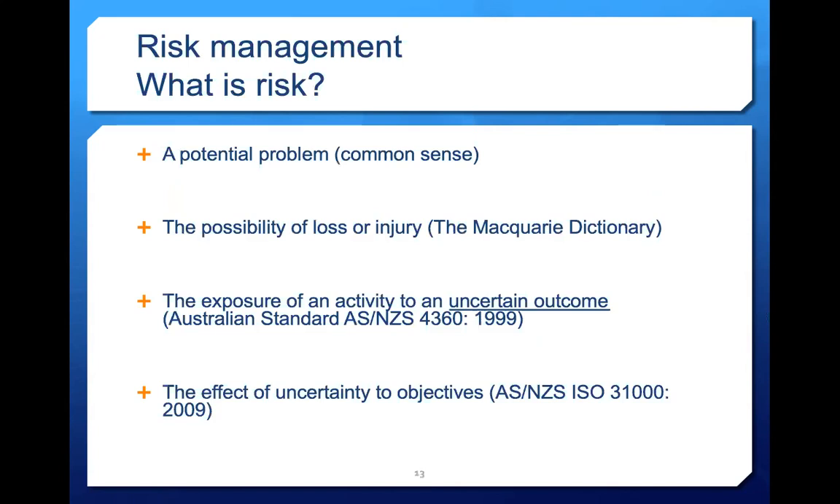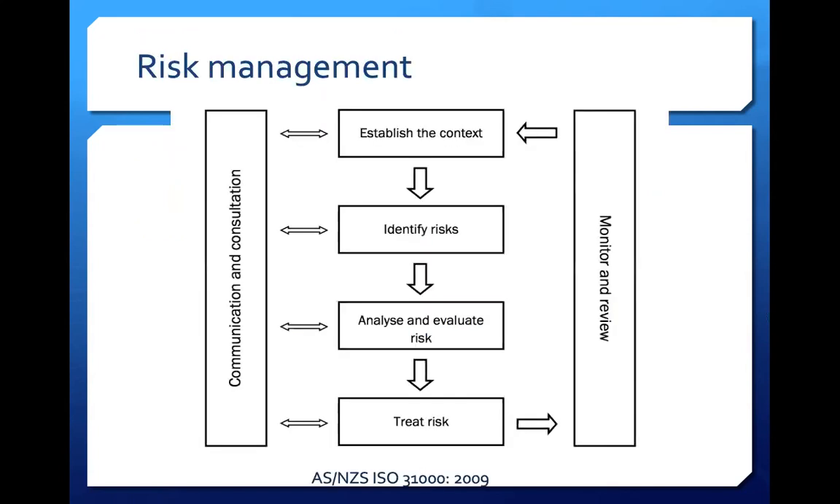ISO 31000:2009. Now, the framework involves establishing the context, identifying the risk, analyzing and evaluating risks, and treating the risk. Along the way we have communication and consultation with the stakeholders. In our attempt to manage the risk, we also monitor and review the risks along the way. That actually helps us keep improving our business strategies.